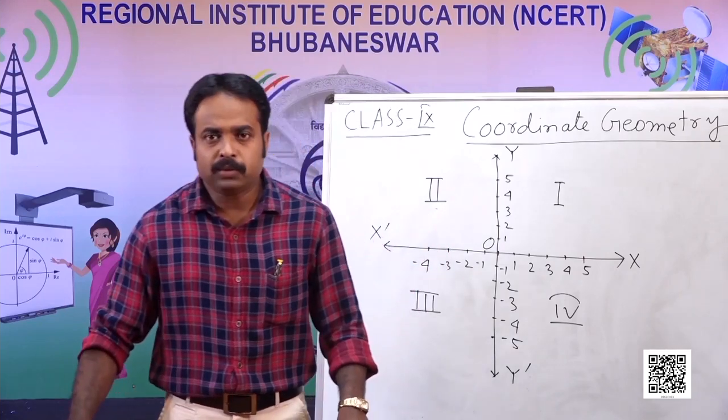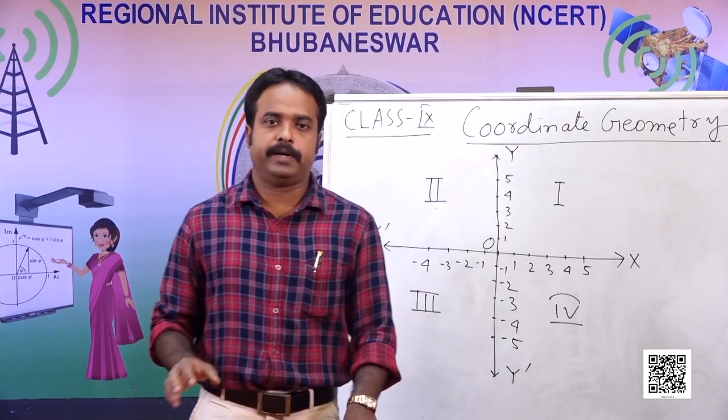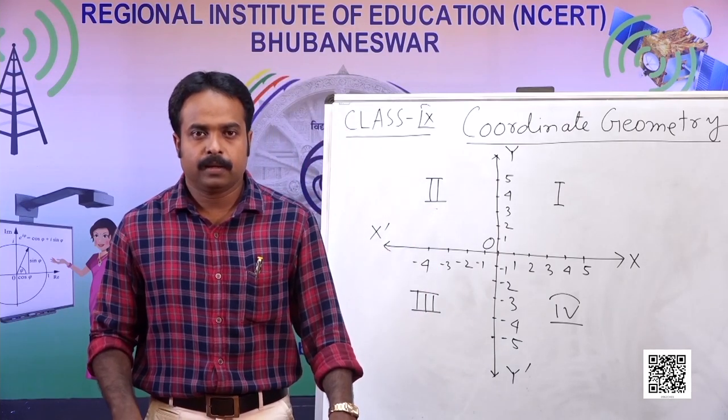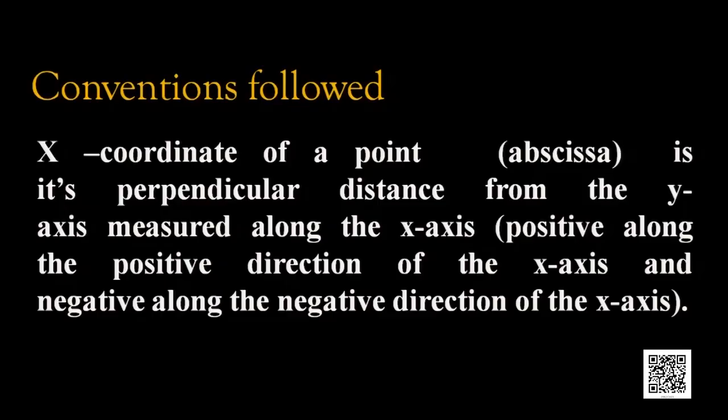Now, we usually follow some conventions in coordinate geometry. What are these conventions? First, the x-coordinate of a point, which is also called the abscissa, is its perpendicular distance from the y-axis measured along the x-axis, positive along the positive direction of the x-axis and negative along the negative direction of the x-axis.